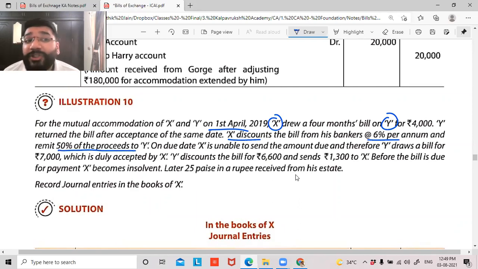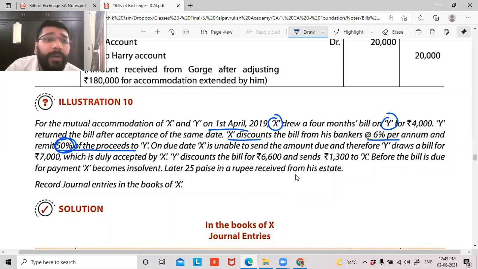If you remember, in illustration 11, this percentage was missing. The amount of money which has been transferred was given. Using that, we calculated the fraction and percentage. So luckily in this question, 50% is given. Now remember one thing: this will be the same ratio when Y is drawing the bill on X.